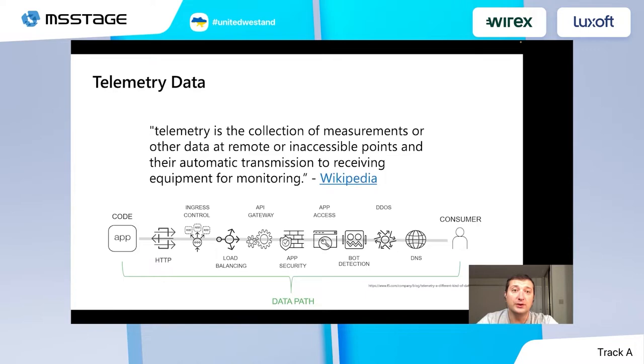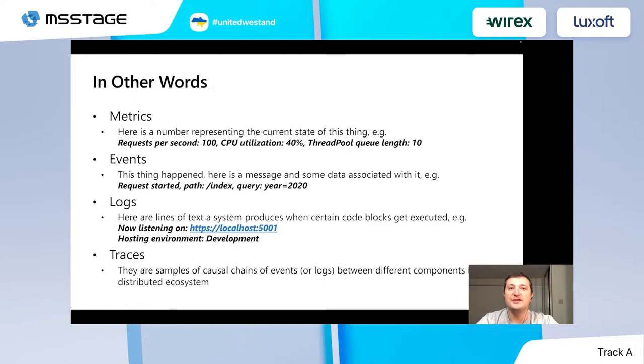Okay, this is the definition, but in other words, we can say telemetry data is known as metrics, events, logs, and traces. You can easily remember it with another acronym, MELT. I think all of you are familiar with metrics, events, logs, and traces, but let me give a quick definition and provide some examples so we can talk about the same things.